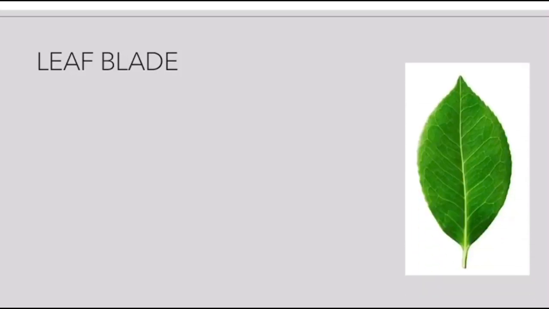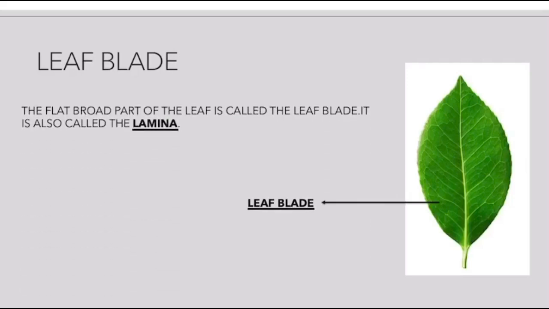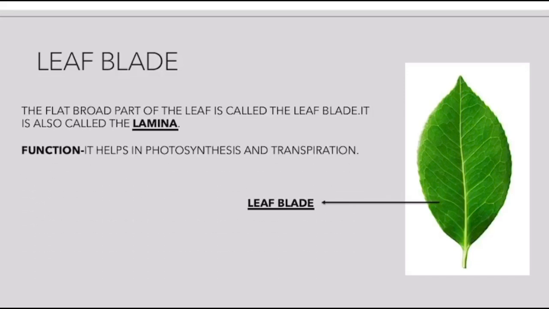Now let's see the leaf blade. You can see an arrow on the broad surface of the leaf which is showing the leaf blade. Now what is the leaf blade? Actually, the flat broad part of the leaf is called the leaf blade. It is also called the lamina. So this leaf blade is known by two names. And what is the main function of the leaf blade? The function of the leaf blade is that it helps in photosynthesis and transpiration.